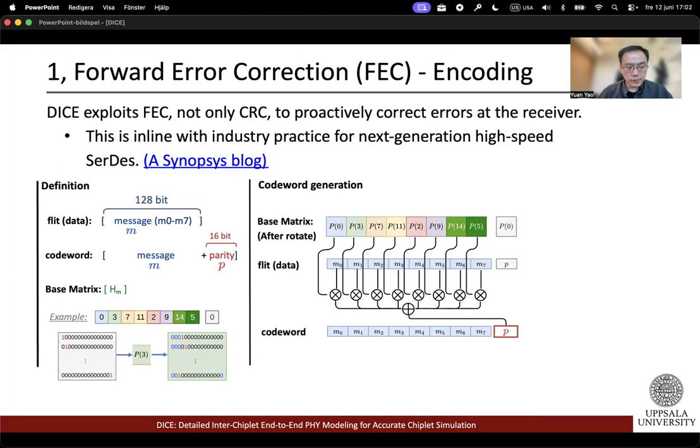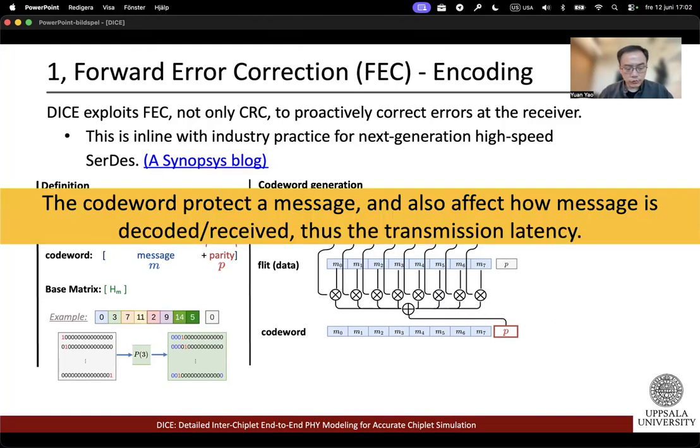So how this works, in DICE, a flit is the data payload, for example, 128 bits. The encoder adds parity bits to form a code word. The parity is generated using a base matrix, and the implementation follows a low-density parity check style structure. I will not go into the details here. The important architectural point is not the exact matrix operation. The important point is that the outgoing flit becomes a protected code word, and this extra protection affects the reliability and packet resending process.